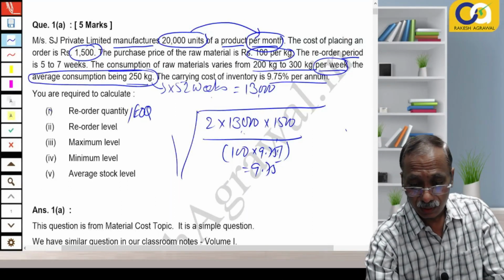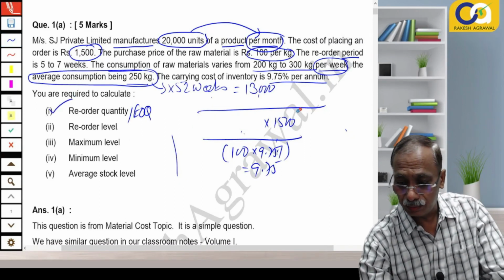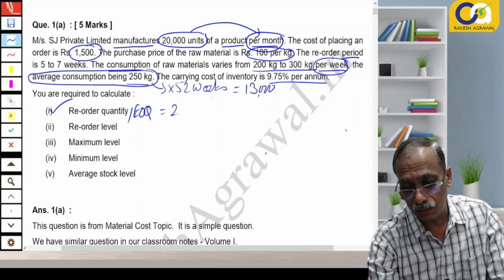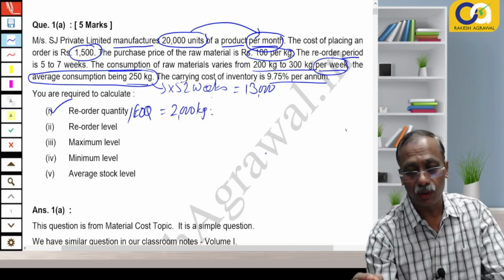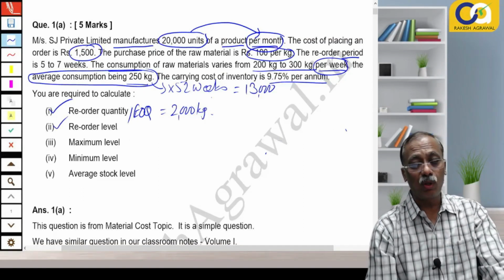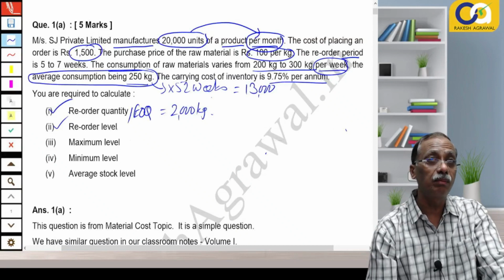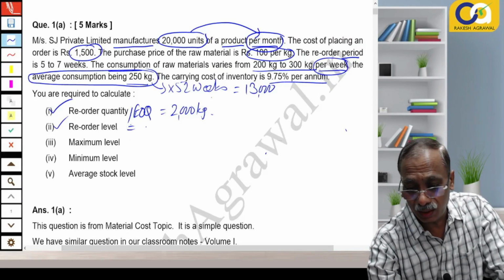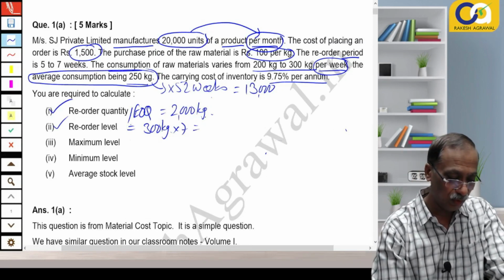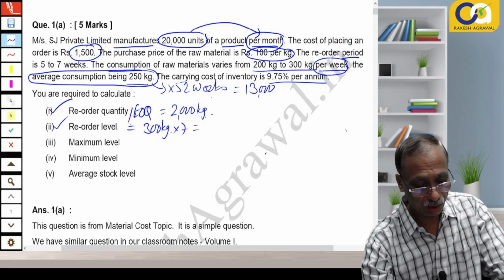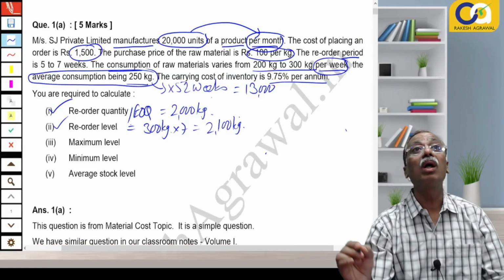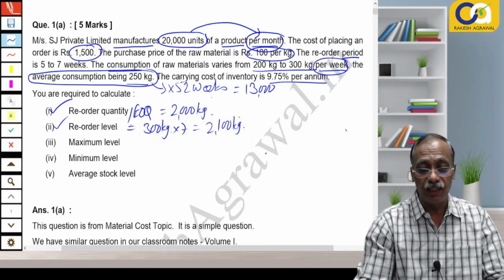So you'll get 2,000. So 2,000 kg is your reorder quantity. First answer. So I'm deleting this information now. First answer is 2,000 kg, this is your reorder quantity. Now reorder level: if you remember the formula, it is maximum usage rate into maximum lead time. What is the maximum usage or consumption rate? 300 kg per week. And maximum lead time is 7 weeks. So 300 into 7 is 2,100. 2,100 kg will be your reorder level.